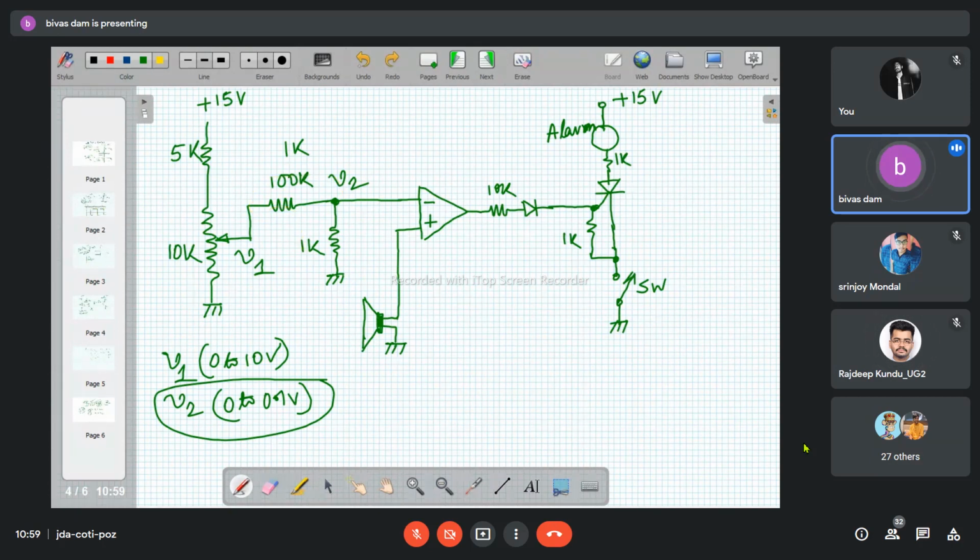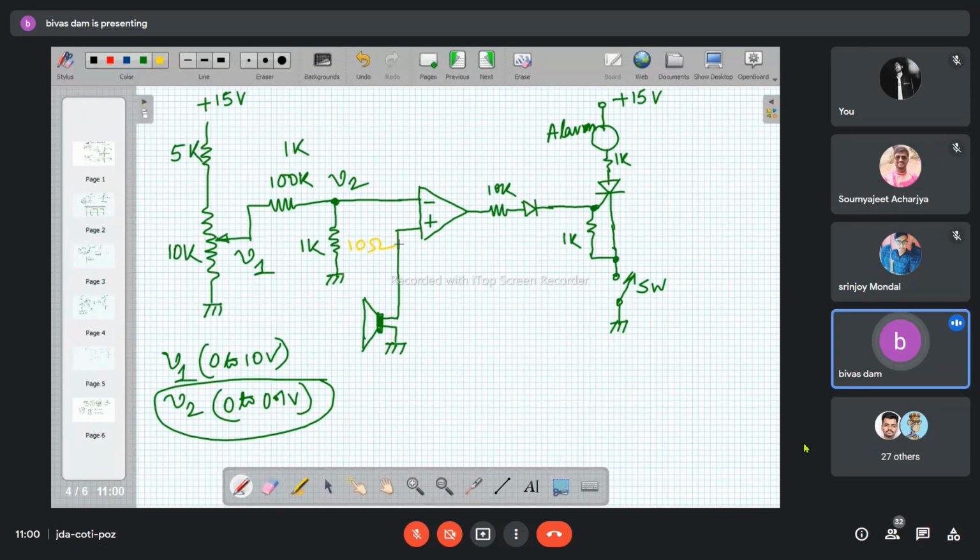Fine. In place of this 100K, if I use 1K, and here if I use 10 ohm, will there be any difference? No, sir. Will you still continue to get V2 equal to 0 to 0.1 volt, roughly? Yes, sir. Good. Anybody differing?